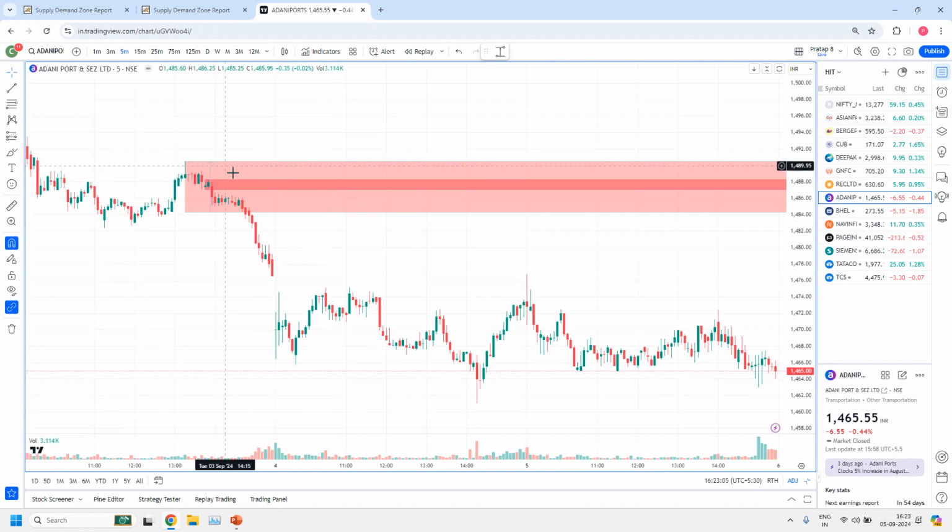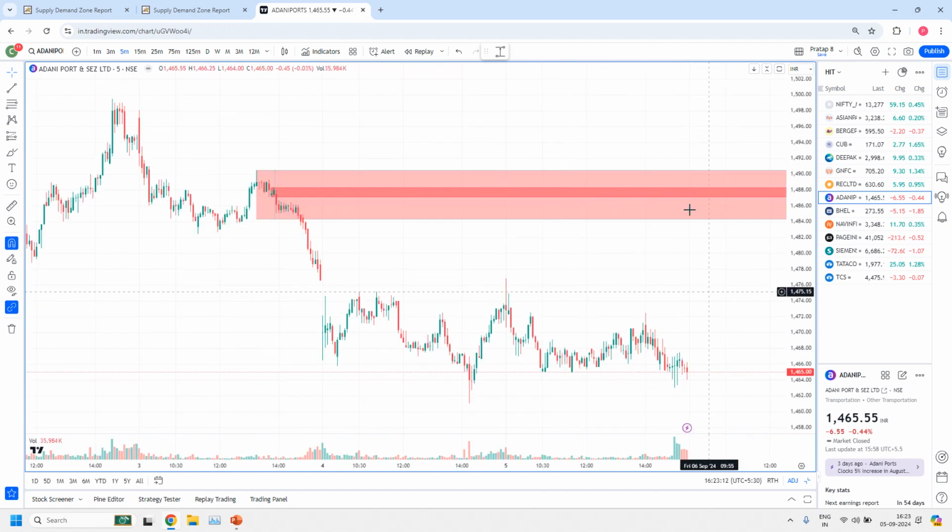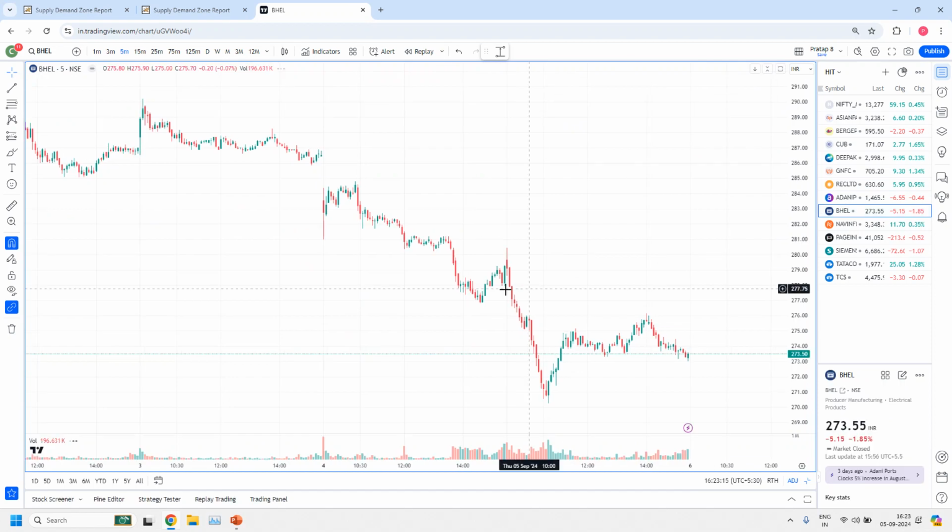So this is a 5 minute zone. We have drop, 2 base candles and drop. And this is part of the 15 minute zone. We didn't get a trade, so let's not focus on this. Next one is BHEL.